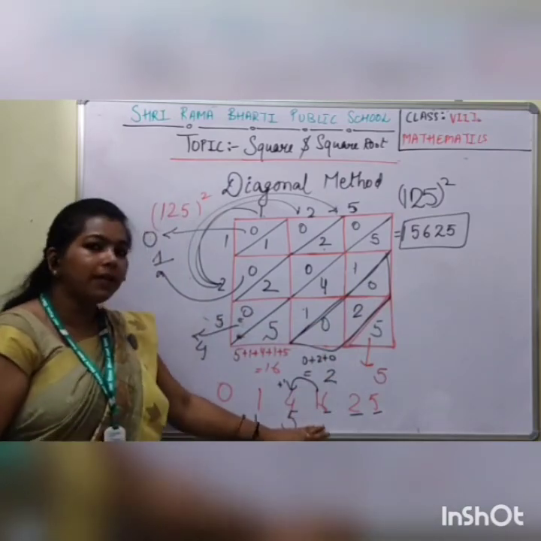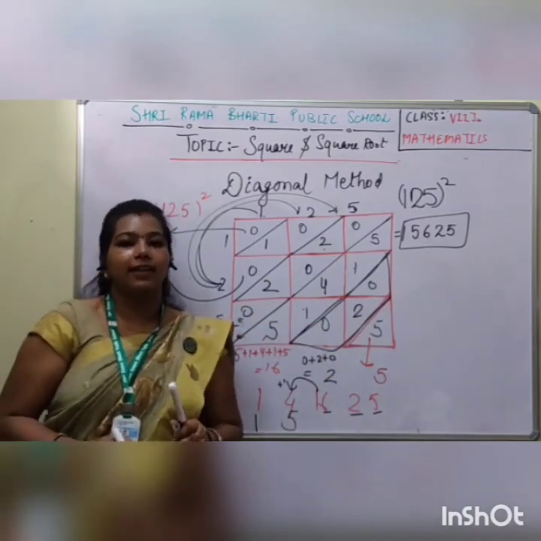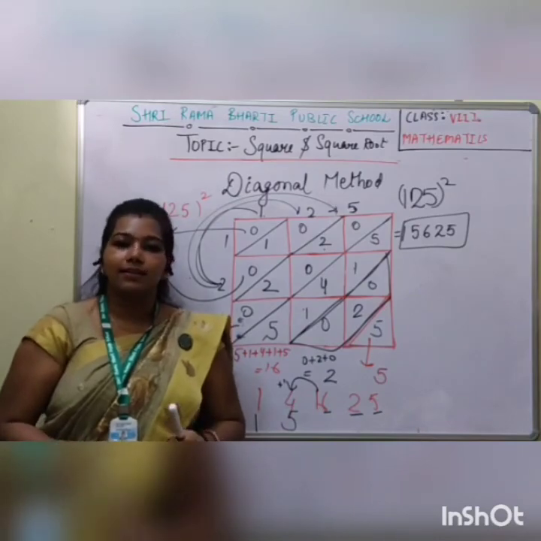So here I hope it is clear how we can find the square of any number by using the diagonal method.